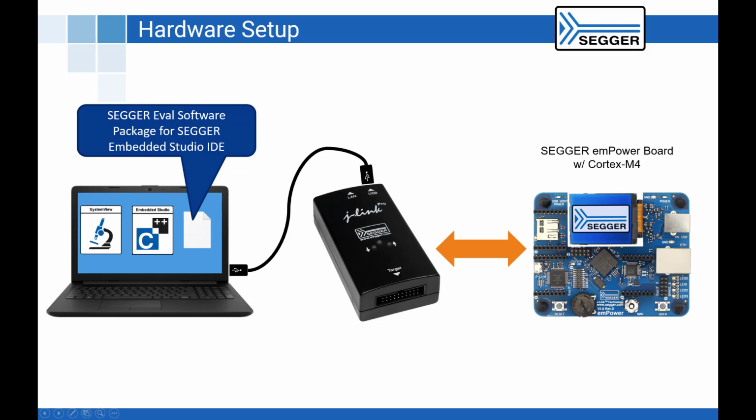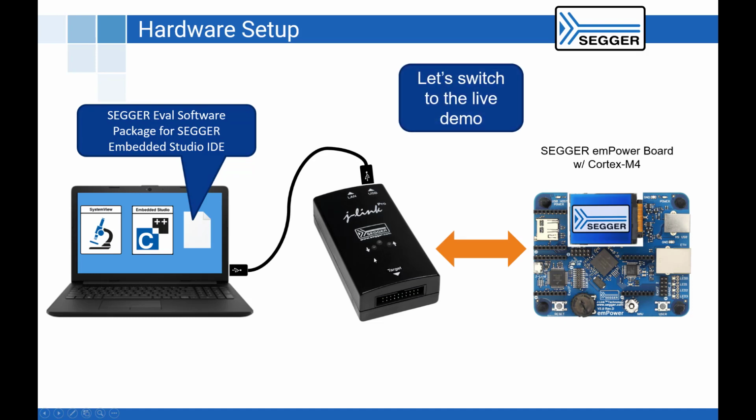Whether you're going to get any overflows or not will depend on what I already mentioned earlier, like the target interface speed and how many events you have. I wanted to show you the highest performance, so I chose my J-Link Pro. So that's my hardware setup, and we can switch over to the live demo.